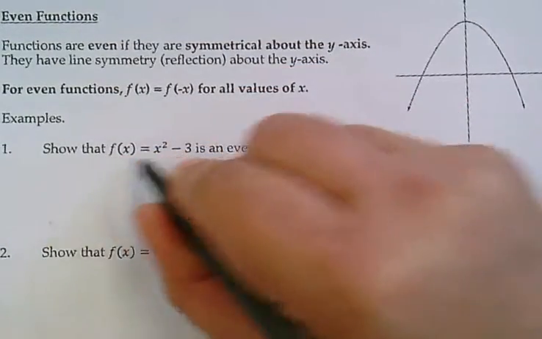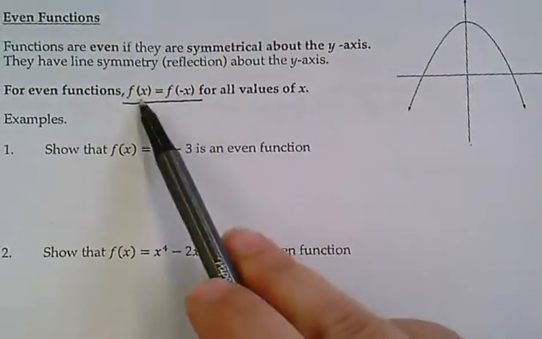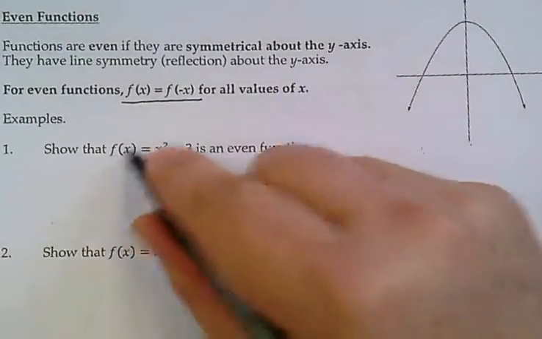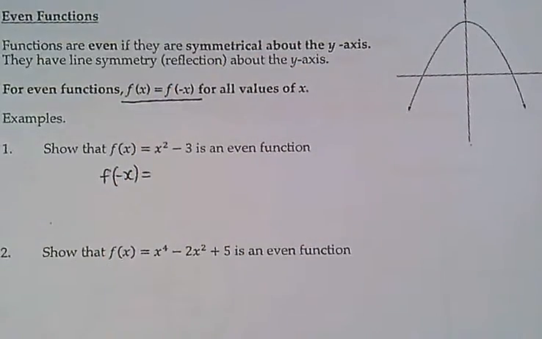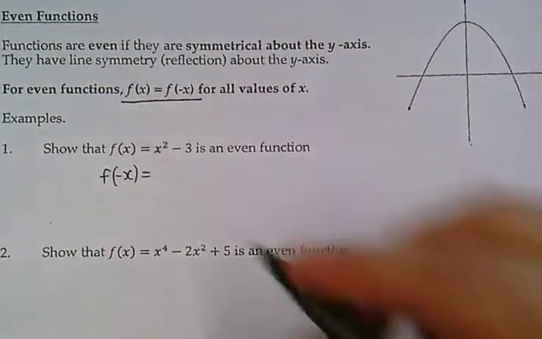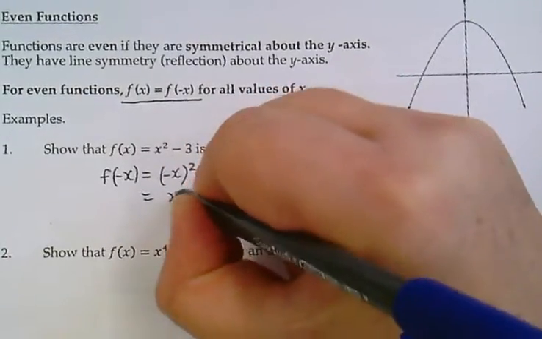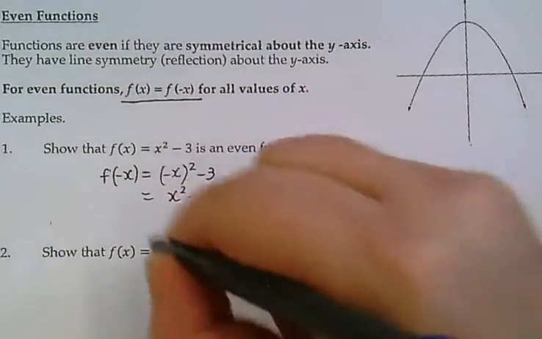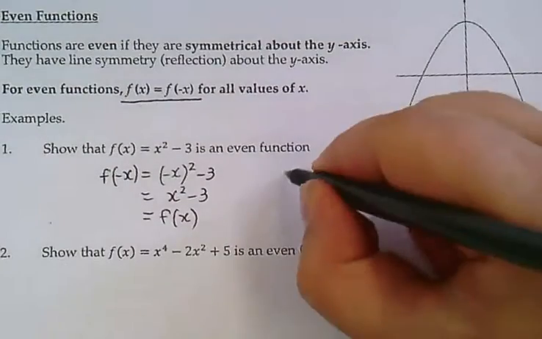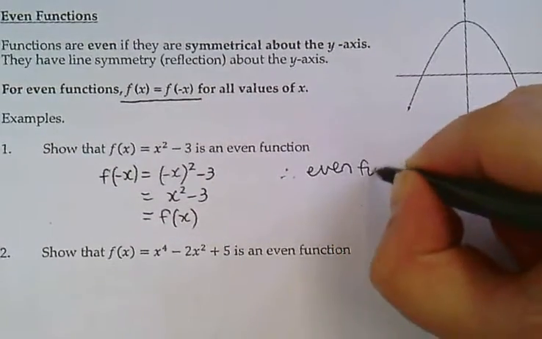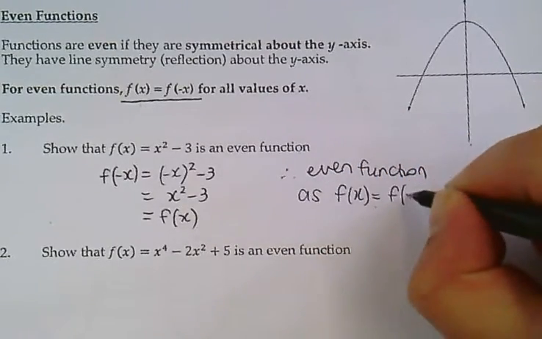So show that function of x equals x squared minus 3 is an even function. So for even functions, function of x equals function of negative x. Now I know what function of x is. So I just work out what function of negative x is. So that's just telling me every time I see an x, replace it with a negative x. So that's negative x squared minus 3, which is just x squared minus 3. Now, doesn't that equal function of x? Isn't that what the function of x is? So therefore, it's an even function as function of x equals function of negative x.